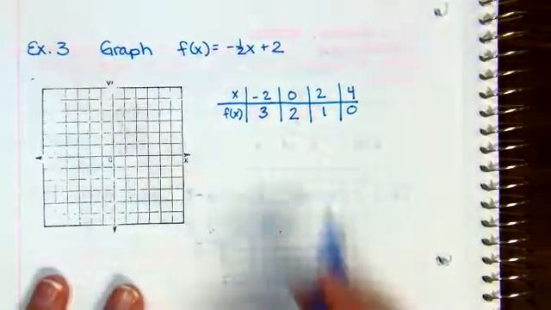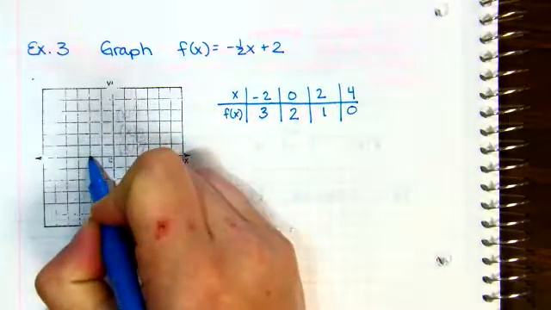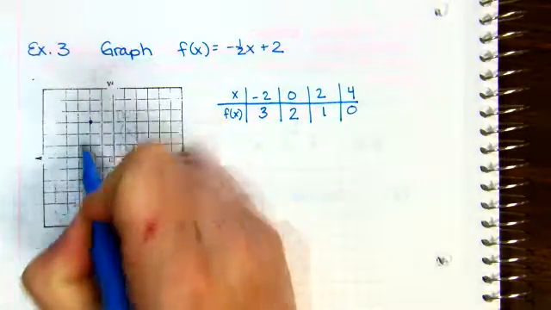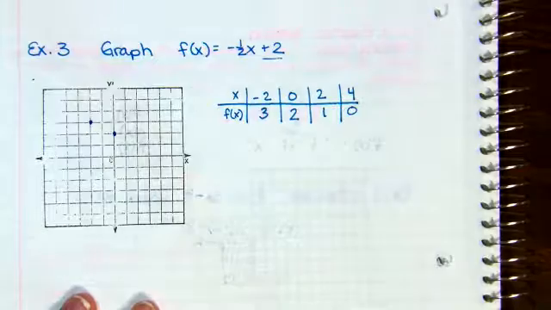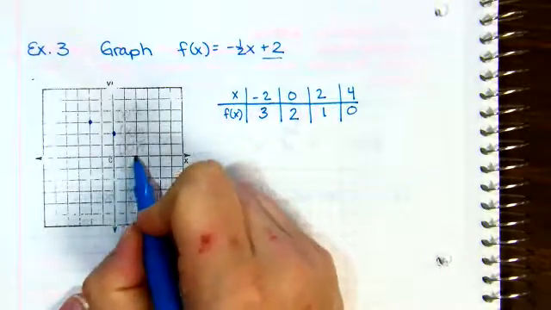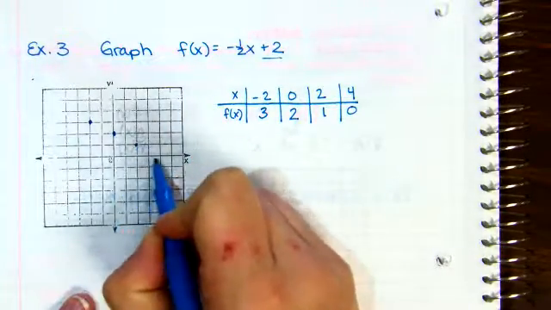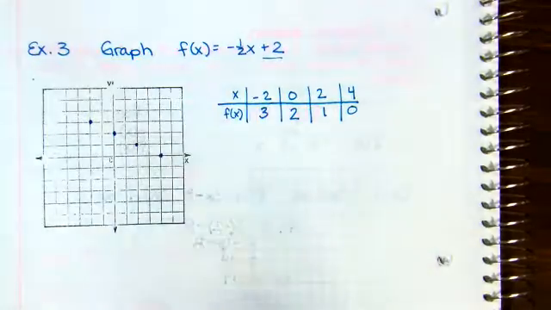So I can graph these points. -2, 1, 2, 3, 0, 2, which is my intercept, which I can tell by looking at the equation, 2, 1, and 4, 0.